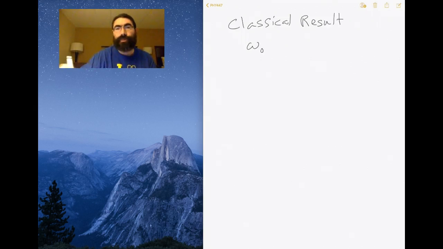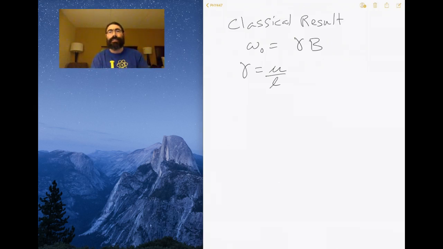of the precession frequency is equal to the gyromagnetic ratio, gamma, times the magnetic field, where that gyromagnetic ratio, gamma, is equal to the magnetic moment divided by the angular momentum. So the angular momentum of the electron rotating around the magnetic field that it is trying to line up with.